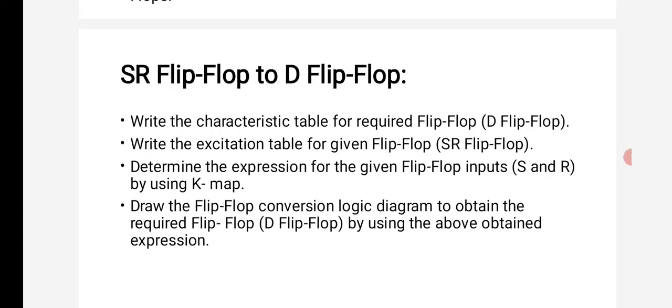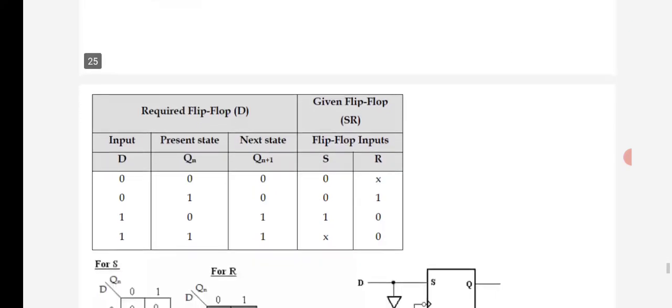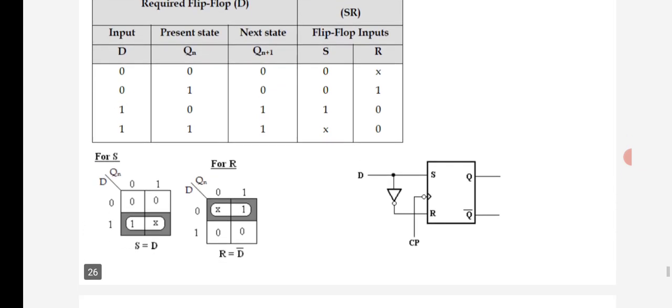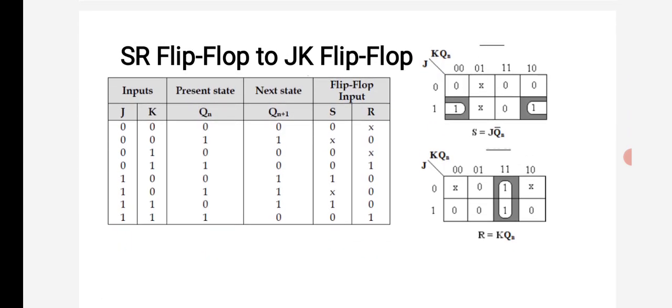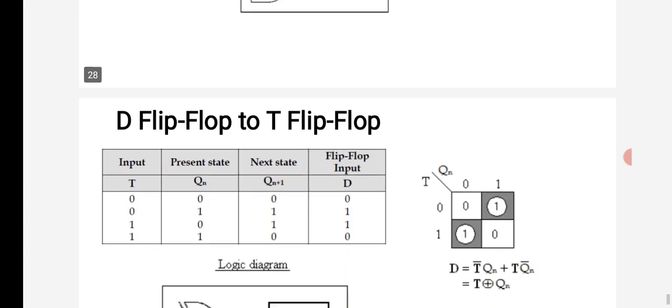So these are the various conditions while we are converting an SR flip-flop to a D flip-flop. We use the excitation table for a given flip-flop to determine the expressions for the flip-flop inputs using the K-map. So this is the truth table and while you are using the K-map, the SR flip-flop truth table and implementation of the K-map.